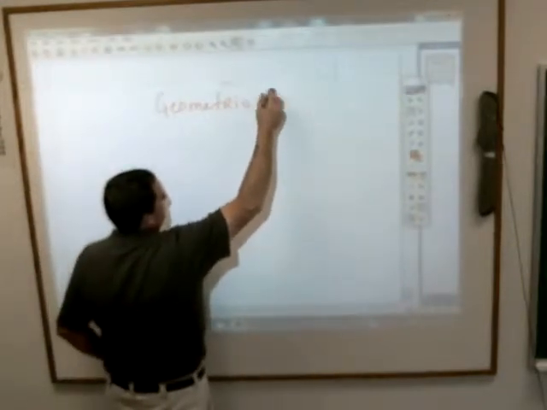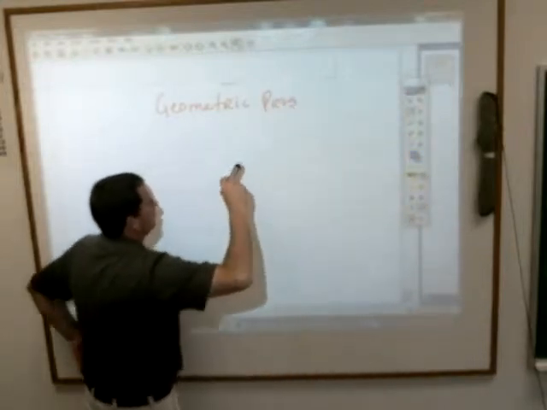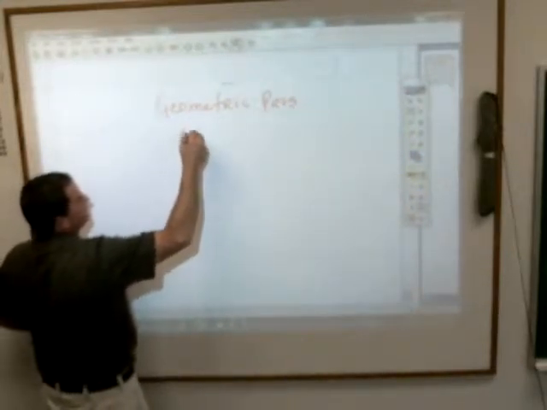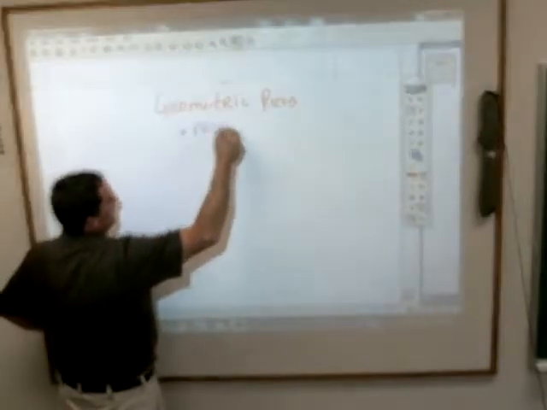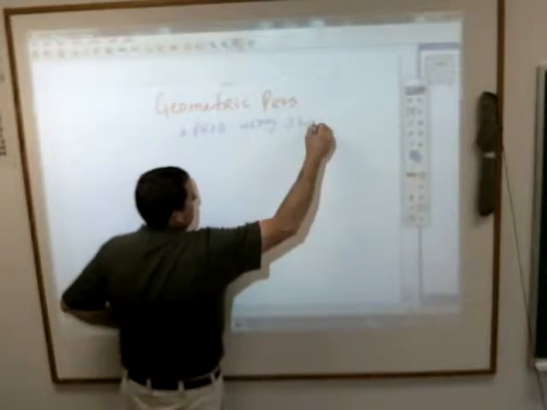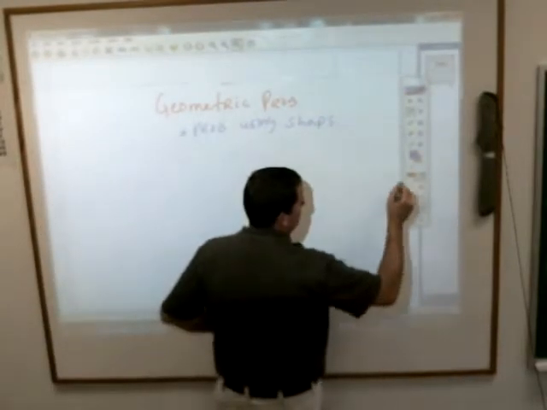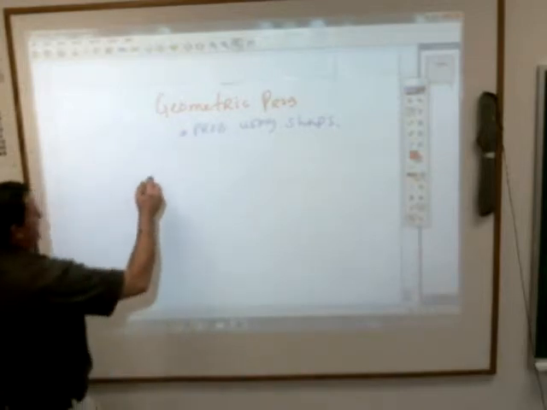Which basically boils down to probability using shapes. Now here is an example. A good example would be going out to the archery range.